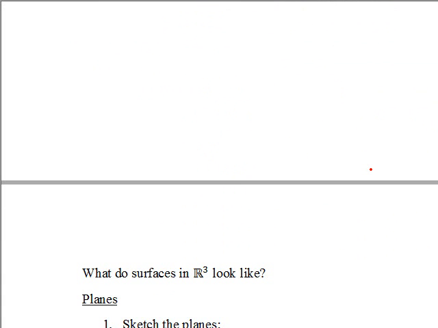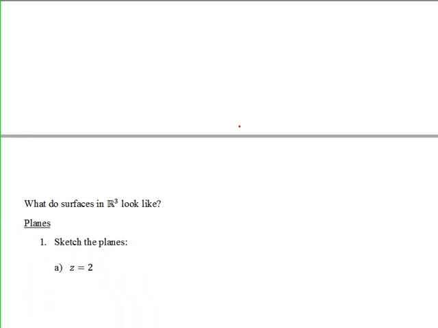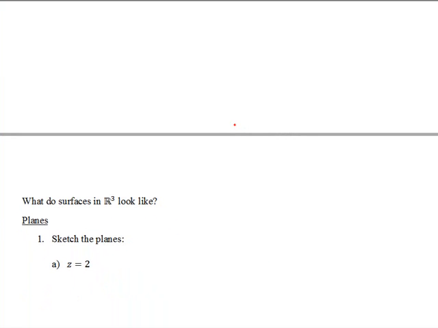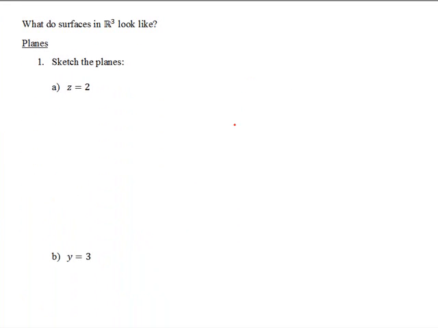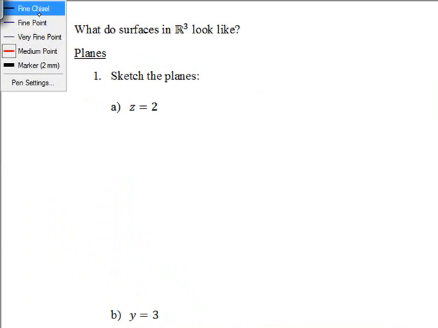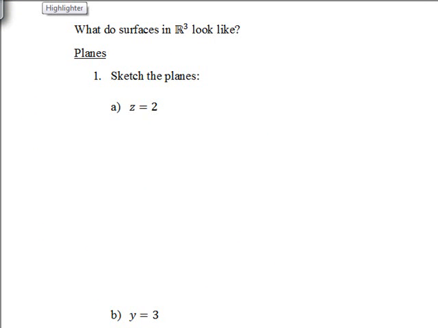What do surfaces in R3 look like? There are some really intricate surfaces, but let's start with the basic surfaces. The more difficult ones, we will draw them on the calculator, but there are some that we can draw by hand. Okay, let's change the color back. Let's start sketching some planes.